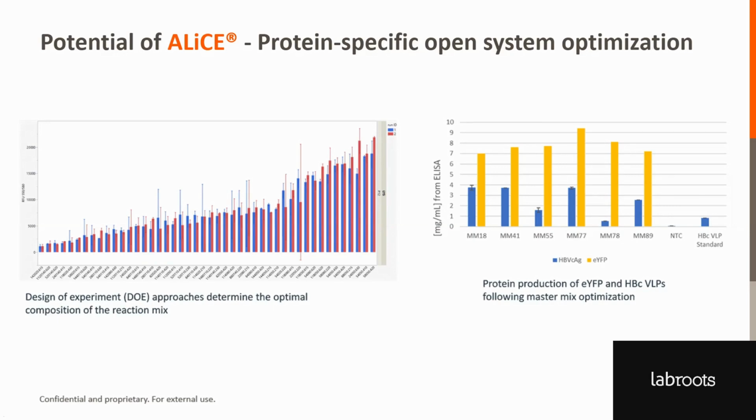So we have one system, our ALiCE product or kit, which is available, versatile, and open for all kinds of different protein production. But when it comes to the biomanufacturing context, we might be more interested in performing some additional optimization to really boost the yields of those specific proteins.